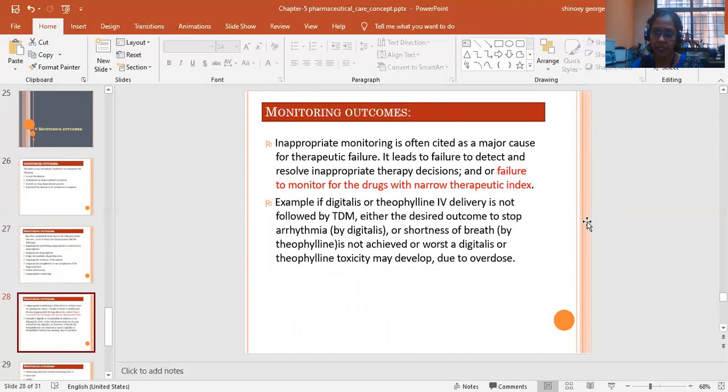So, inappropriate monitoring by the healthcare team is considered as a major reason for failure to produce the therapeutic outcome, and failure to monitor the drugs, especially with narrow therapeutic index, can lead to many kinds of negative outcome because drugs with narrow therapeutic index like digitalis or theophylline, which is usually given to reduce arrhythmia condition or for shortness of breath, if it is not properly monitored, the concentration of this drug, if it is slightly varied also, it can lead to the toxicity of theophylline or digitalis. So it has to be properly monitored by the healthcare team.